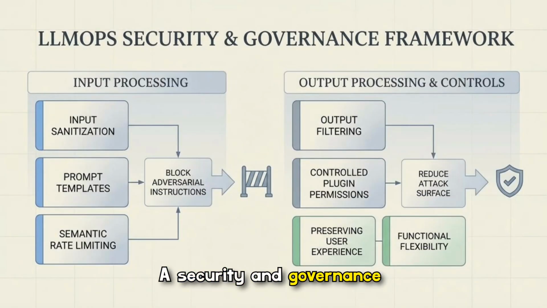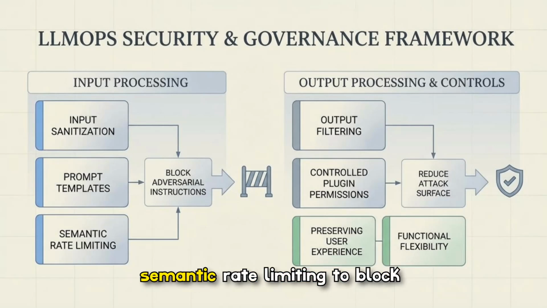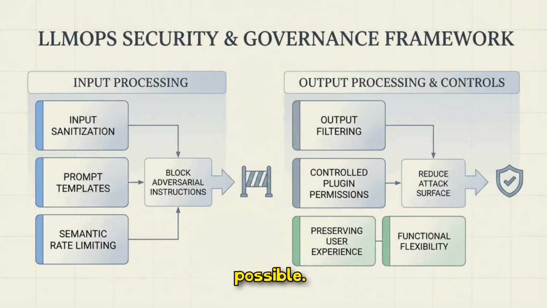A security and governance framework balances input and output controls: sanitize inputs, use prompt templates, and semantic rate limiting to block adversarial instructions, while filtering outputs and restricting plugin permissions to reduce the attack surface, all while preserving user experience and functional flexibility where possible.